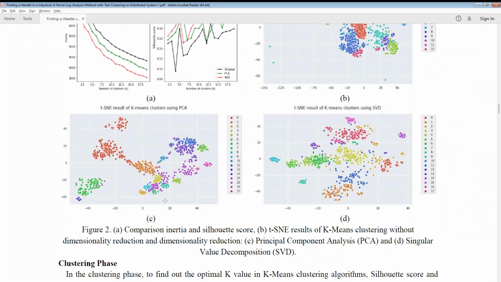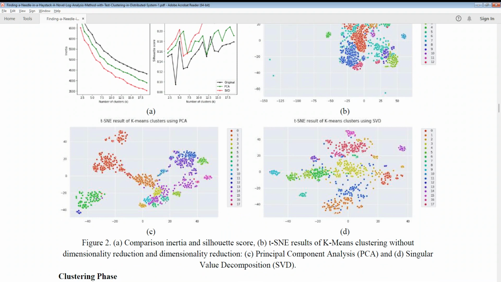Figure 2, A. Comparison, inertia, and silhouette score. B. t-SNE result of K-means clustering without dimensionality reduction and with dimensionality reduction. C. Principal component analysis (PCA) and D. Singular value decomposition.